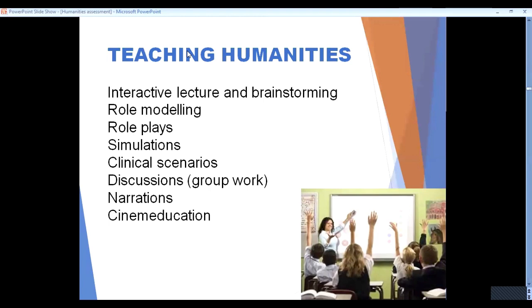All these attributes like communication, empathy, compassion, we used to learn by role modeling, by looking at our seniors, professors, etc. But there are various teaching methods also, or rather than methods, we can call them strategies to inculcate humanities among the students, like interactive lecture and brainstorming, role modeling, role plays, simulations, clinical scenarios, discussions, narrations, cinema education. Next one, please.